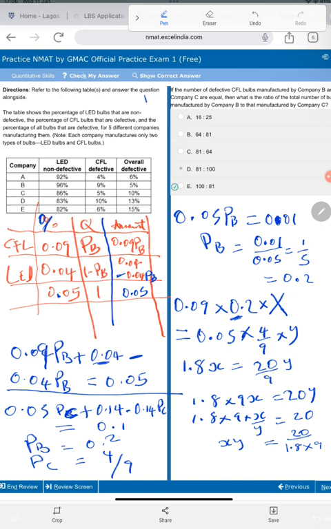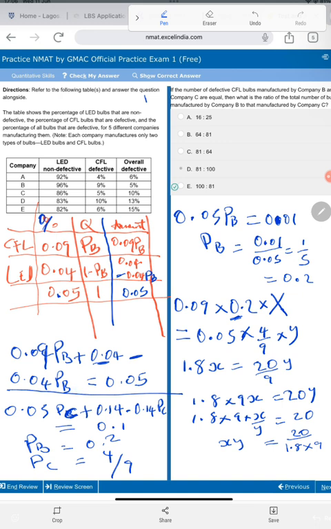So why are we using 1? 1 also represents 100%. So that is what 1 here represents. The rest is how to use this table. We have introduced this table earlier. 0.09 times PB, 0.09 PB. 0.04 times 1 is 0.04. 0.04 times PB, 0.04 PB equals 0.05.